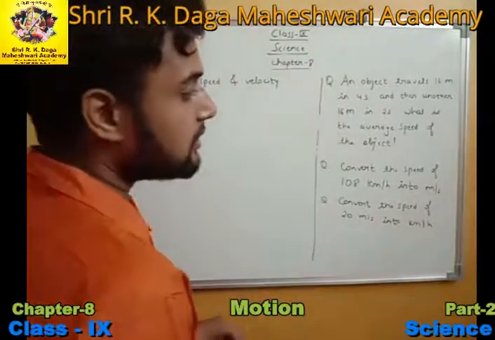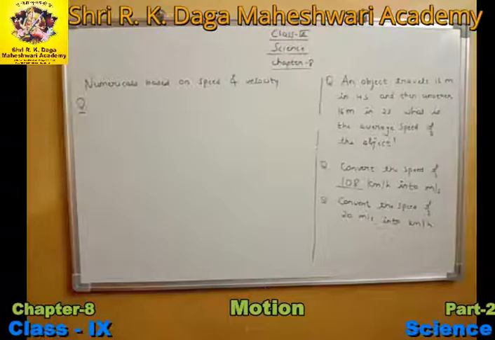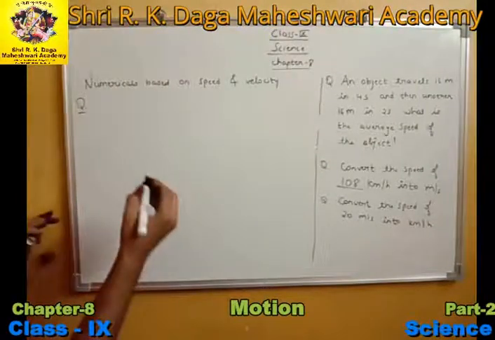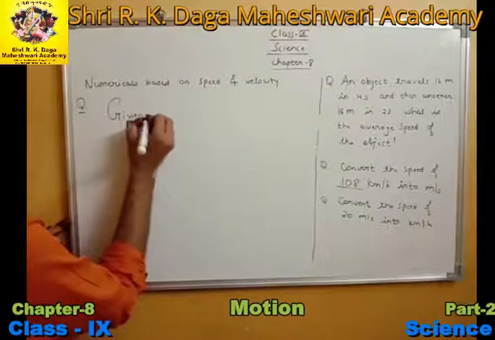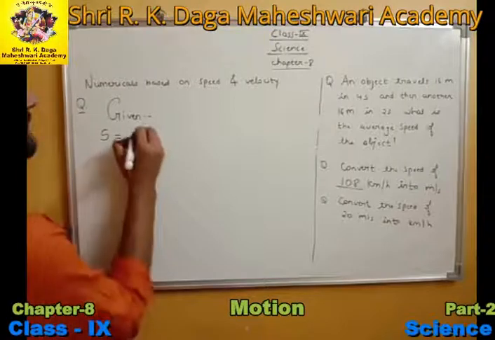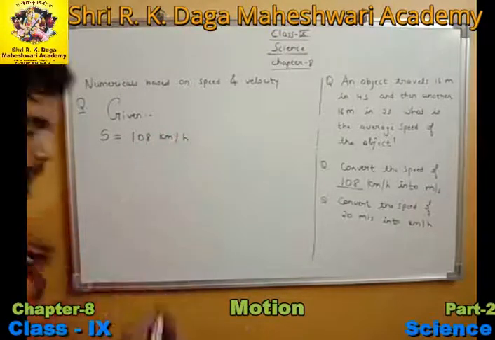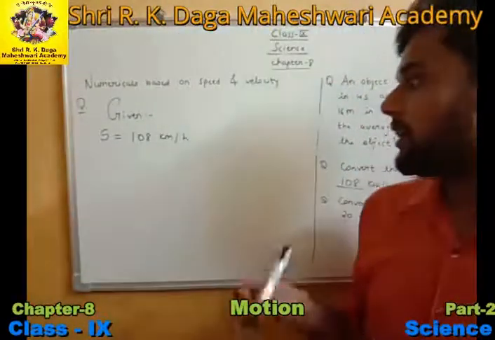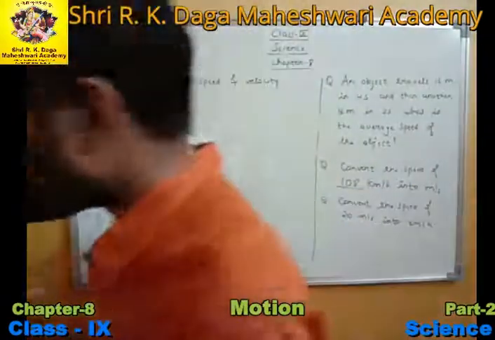Now proceeding ahead, we will solve the second question, in which we have to convert the speed of 108 kilometer per hour into meter per second. Okay, so what are the things given to us? It is given to us that the speed of the object is 108 kilometer per hour, right? Is there anything else given in the question? No, nothing else.